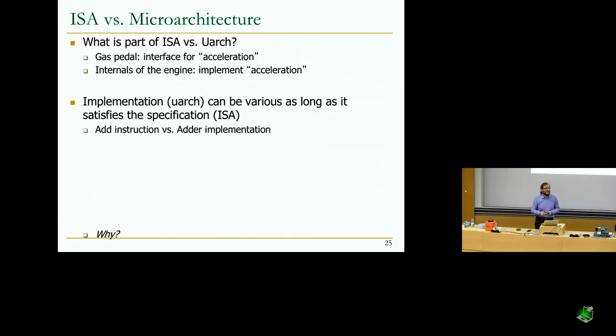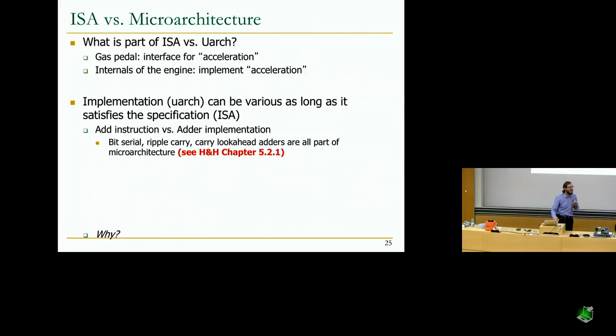Another example, add instruction versus adder implementation, right? The MIPS architecture specifies an add instruction that you've seen before. Add register 1 to register 2, store the result in register 3. That's the interface. The underlying implementation can be many. If you look at chapter 5.2.1 in this book, it talks about several different implementations: bit serial, ripple carry, carry look-ahead. Actually, we've seen the ripple carry adder before, right? We didn't see the carry look-ahead, but these all have different trade-offs.